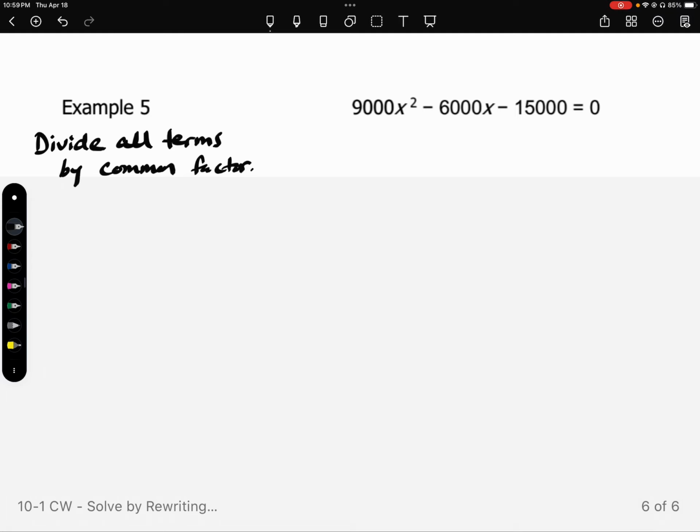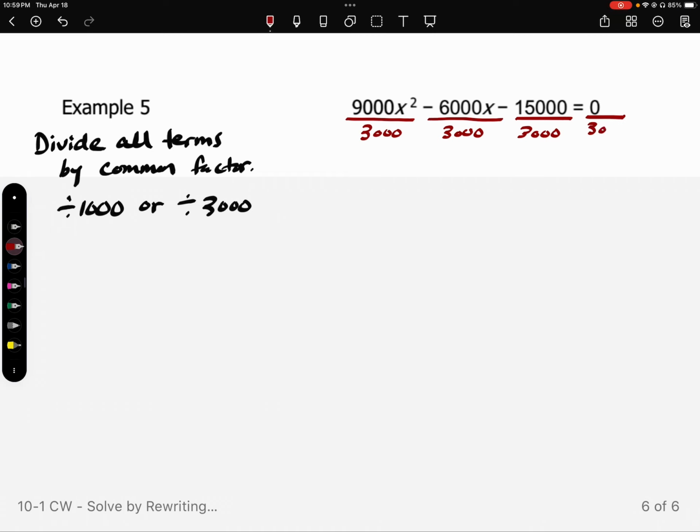So in this case, we could either divide by 1,000, or you could divide by 3,000, right? That's the biggest number. That'll be our greatest common factor. Let's go ahead and do that. So we'll divide this one by 3,000, divide this one by 3,000, and this one. Now remember, you have to do the other side of the equation as well.